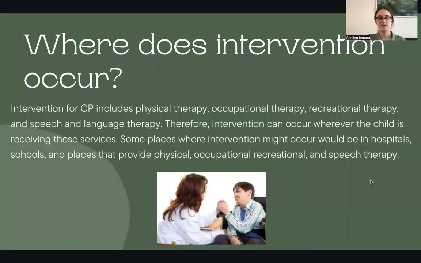So where does intervention for CP occur? Intervention for CP includes physical therapy, occupational therapy, recreational therapy, and speech and language therapy. Therefore, intervention can occur wherever the child is receiving these services. Some places where these services occur would be in hospitals, schools, and other places that provide physical, occupational, recreational, and speech therapy.